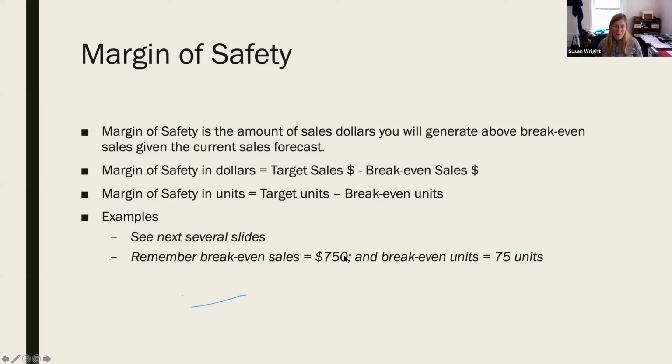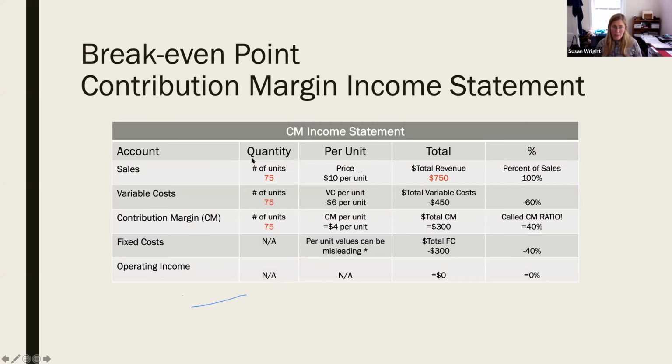So I want to show you break-even again. Break-even sales was 750 and break-even units was 75 units. So here it is. There it is right there: 75 units, 750 in sales. It generates no money, no profit at that level.